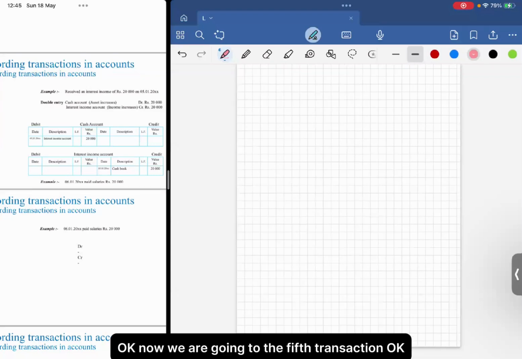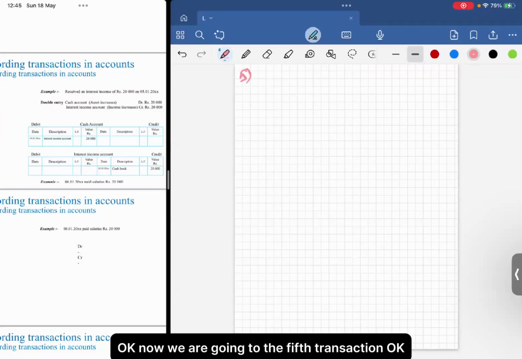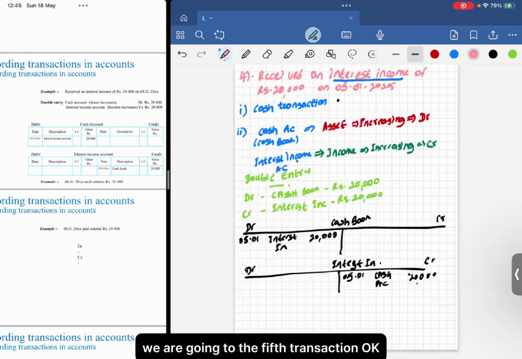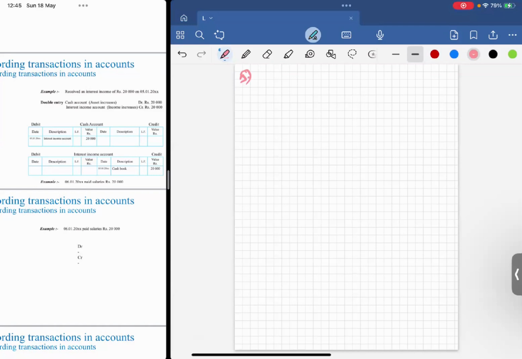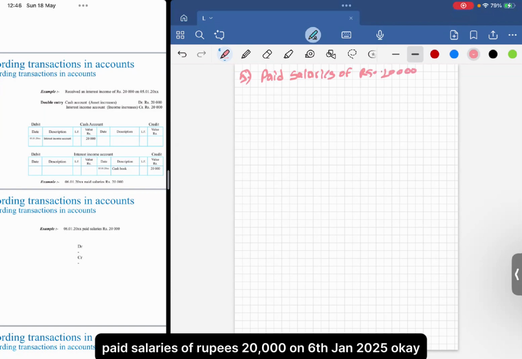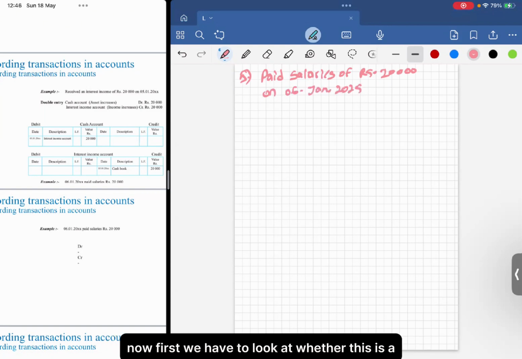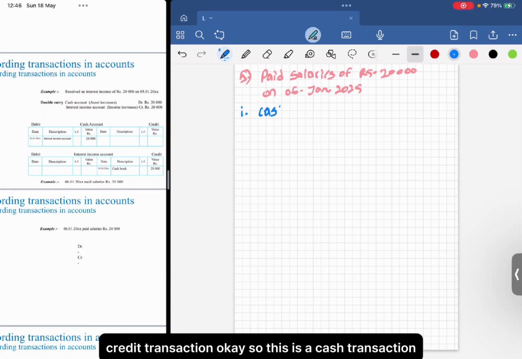Okay, now we are going to the fifth transaction. In the fifth transaction, it says paid salaries of rupees 20,000 on 6th Jan 2025. First we have to look at whether this is a cash transaction or a credit transaction. This is a cash transaction.